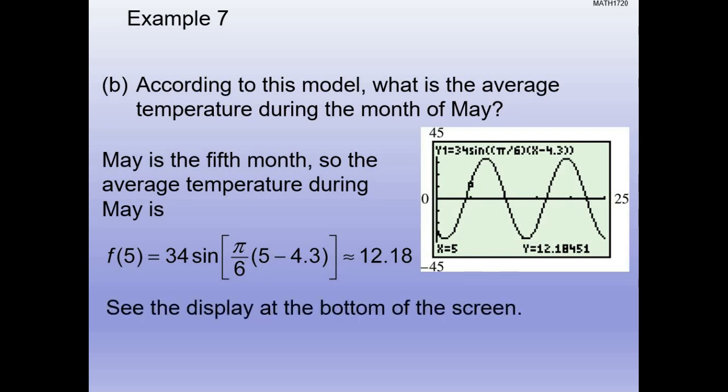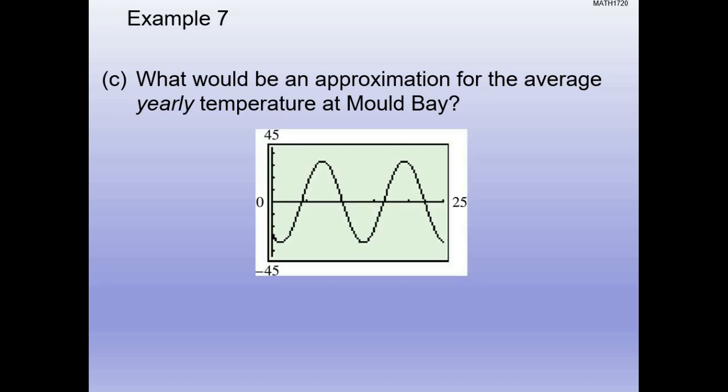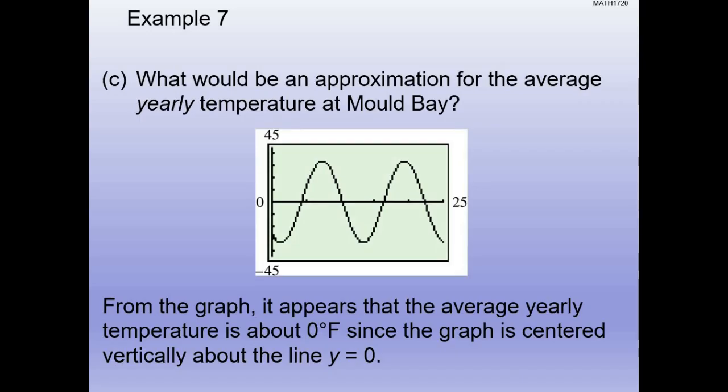The next part of this problem asks for an approximation of the average yearly temperature at the bay. So we have to figure out the average yearly temperature by looking at this graph. It appears the average yearly temperature is about 0 Fahrenheit, because that's where the median or midline, where y equals 0, is. That's the middle temperature for it. Does that make sense? So that one's a fairly easy approximation.